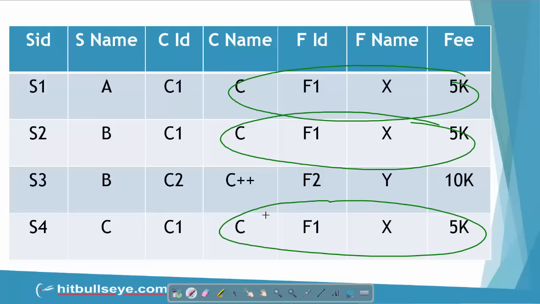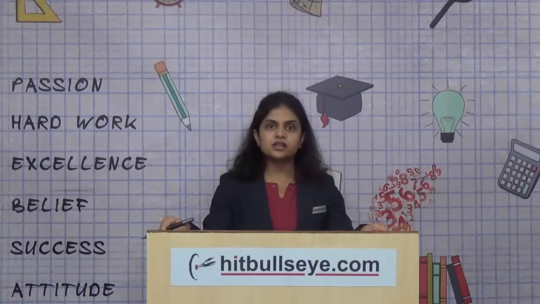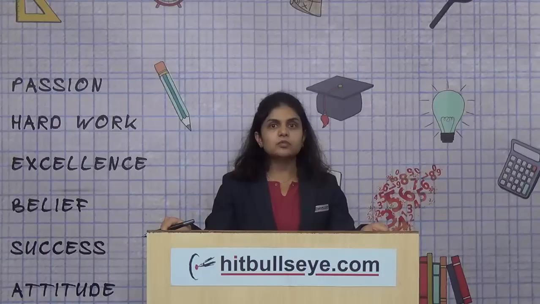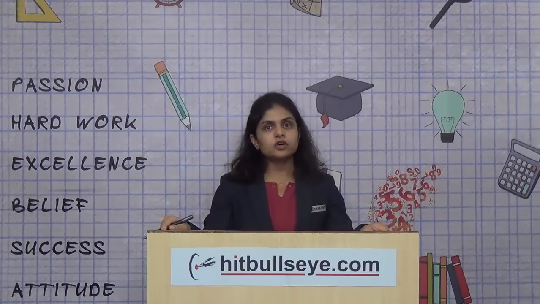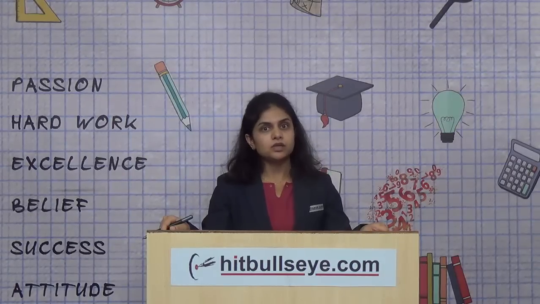First of all, let's see if I need to update the fee of the C programming course. The course name C, I need to update the fee from 5K to 6K. If I update the fee here and here, and I miss updating it here, it will create a mismatch in the database, which is not right. So if I am updating one copy, then I have to update all the other copies of the same data. So this is the update anomaly.